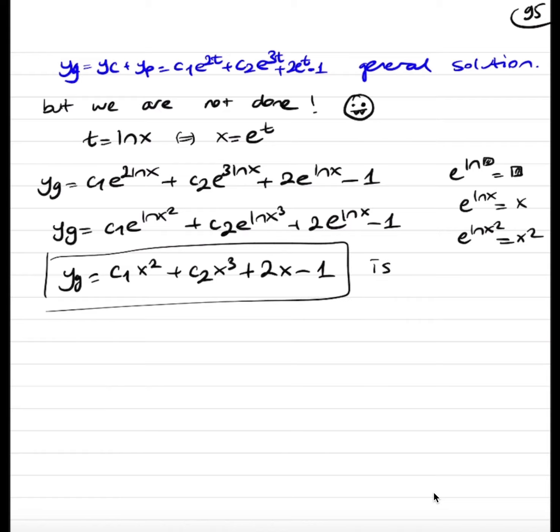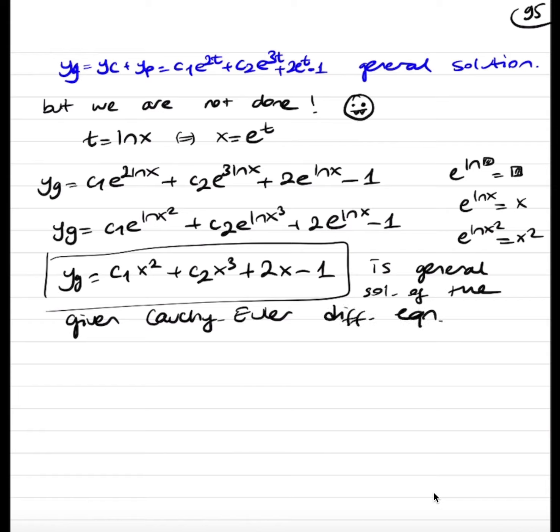So this is our general solution of the given Cauchy-Euler differential equation. So I think this is it.